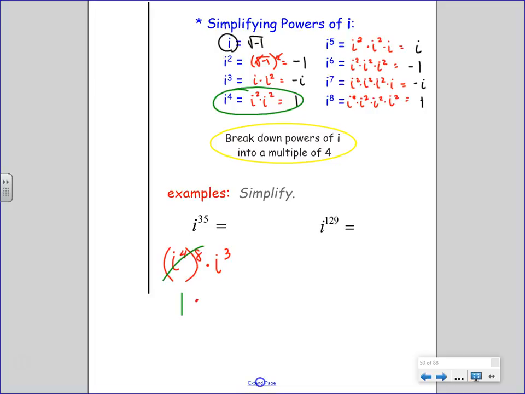And now all I have to deal with is i cubed. Who's i cubed? Oh, I have to remember that. You could make him i squared times i. You may do that one. Or you could just know, oh, he's negative i. So at the end of the day, this final answer would be negative i.